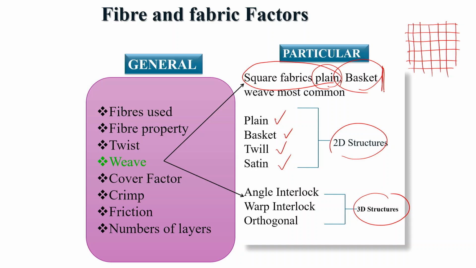Apart from this, twill and satin are sometimes used, but the main problem with twill and satin is that due to their lower interlacement, warp and weft slippage and thread distortions are easy. So, that is why plain and basket are most commonly used. In the case of 3D structures, angle interlock, warp interlock and orthogonal structures are very commonly used.